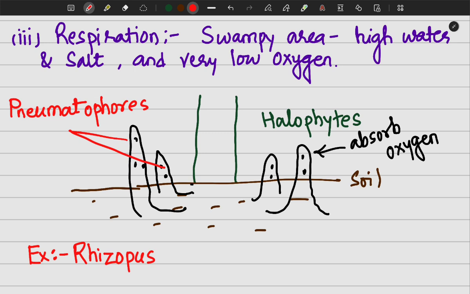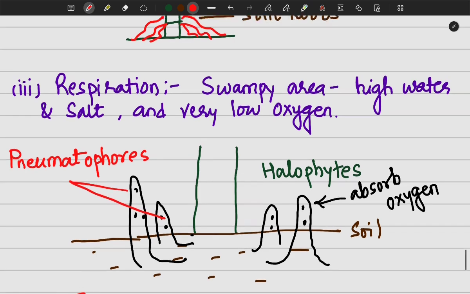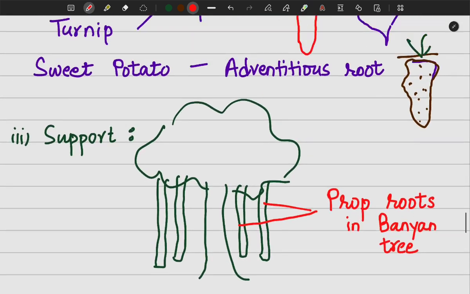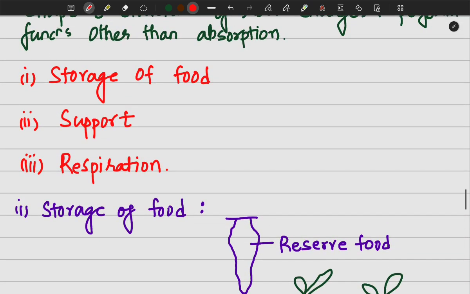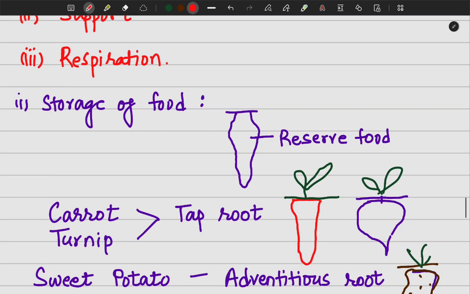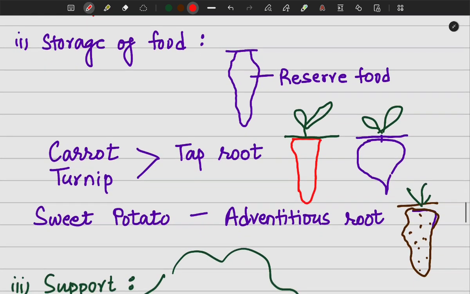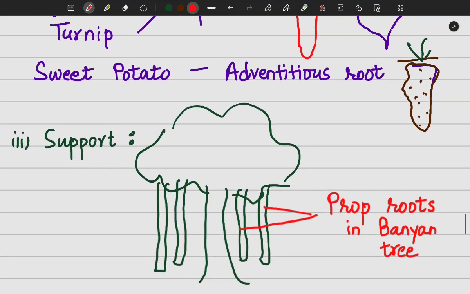So to overcome this deficiency of oxygen in the soil, the roots come out of the soil, they grow vertically upwards, and then they absorb oxygen. Such modified roots are called pneumatophores. An example is rhizopus. So these were the three main modifications of the root: for respiration, for support, and for storage of food. I hope all this is clear. Please remember the examples because they are very important from the exam's point of view.